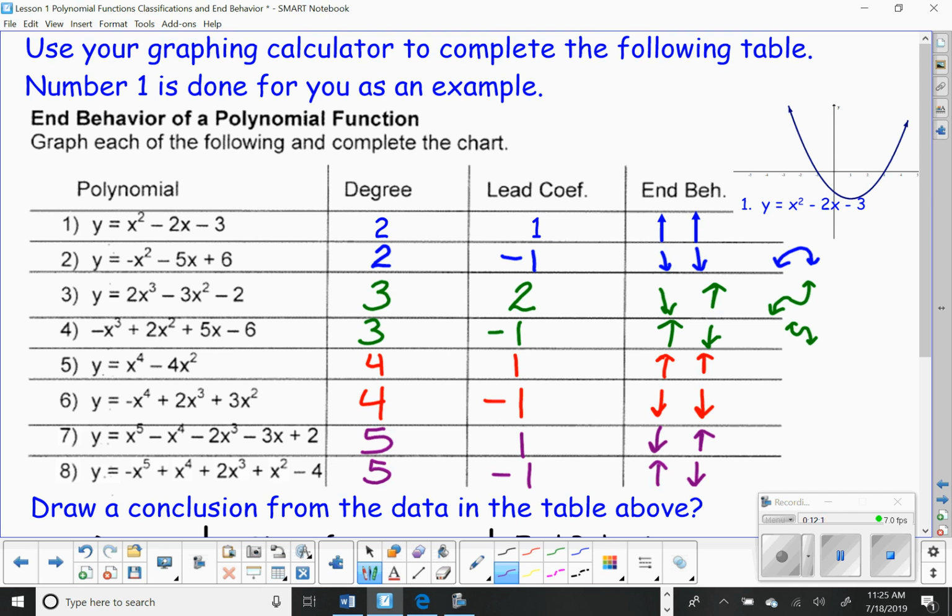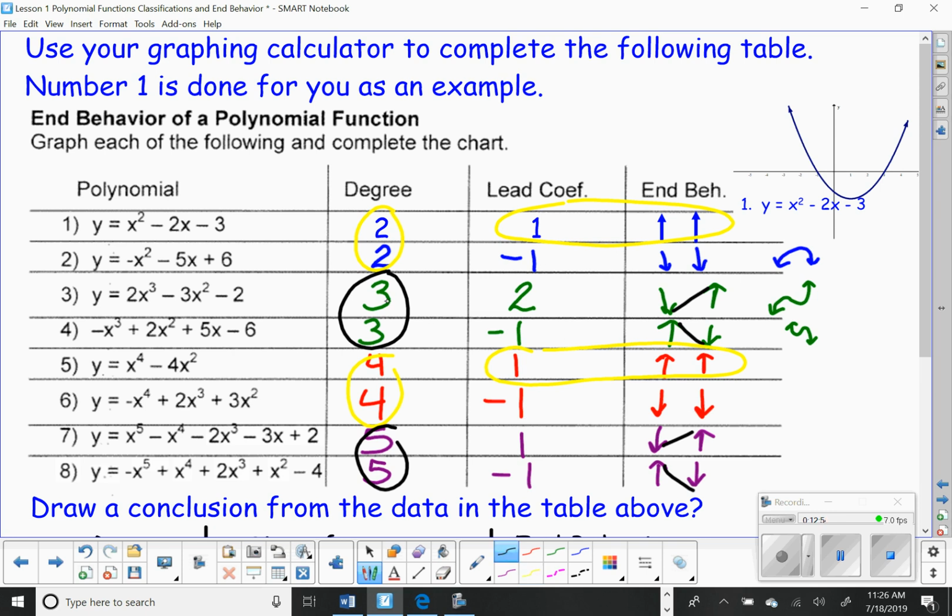Okay, you're back. Now, hopefully, in looking at this data, you will notice that when you have even degrees, 2 and 4, you're going up, up, or down, down. The end behavior goes in the same direction. On the other hand, odds go in opposite directions. Notice I've got opposite directions. Now, here's the thing. Hopefully you notice that if it's positive and it's even, it's going up. If it's negative and it's even, it's going down.